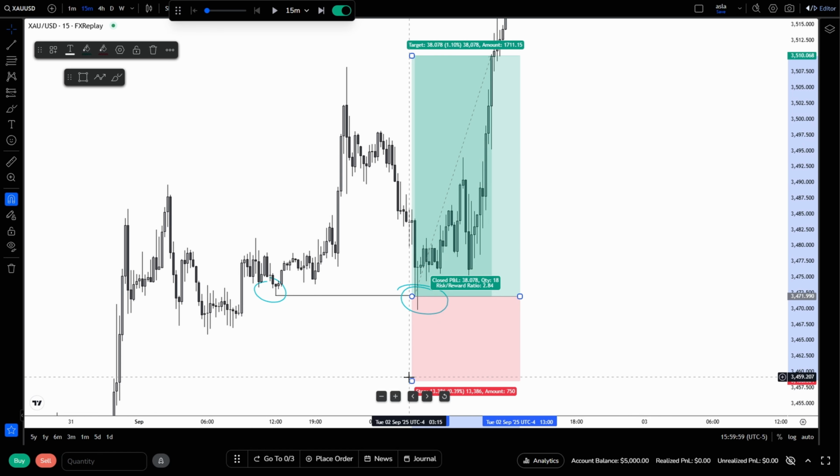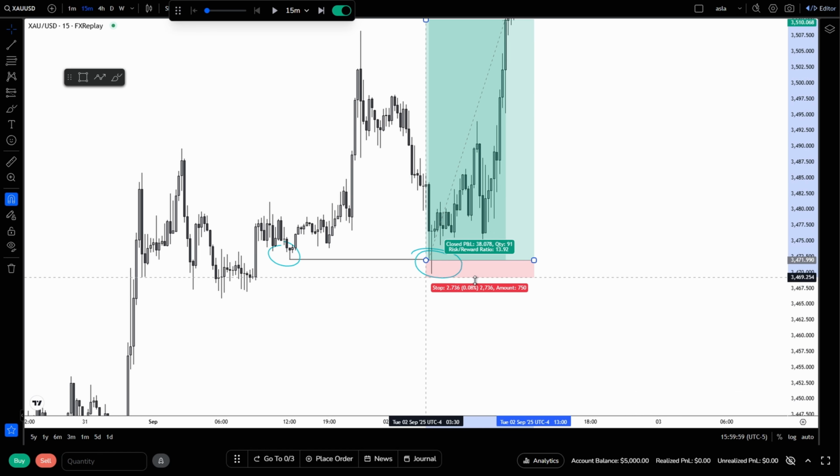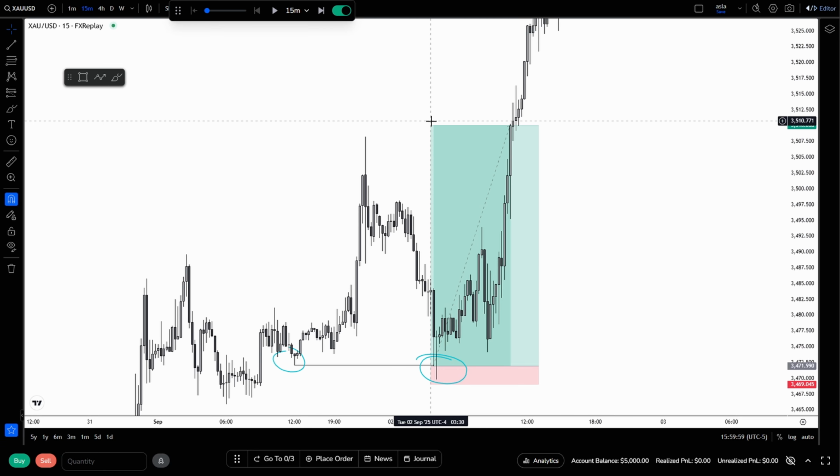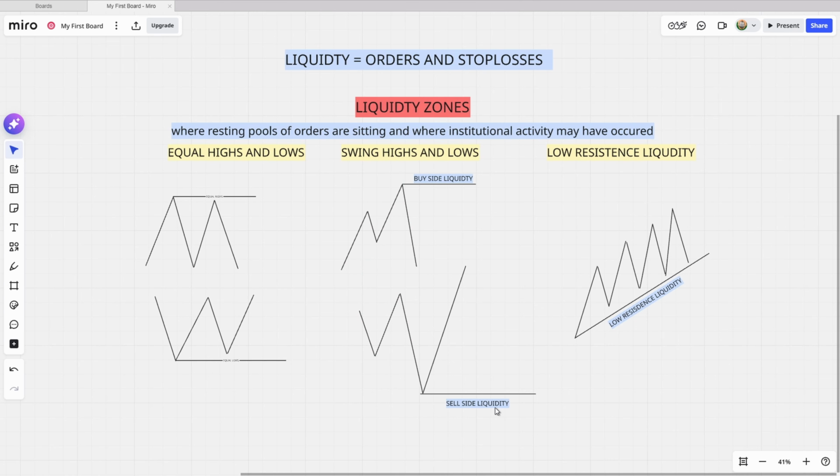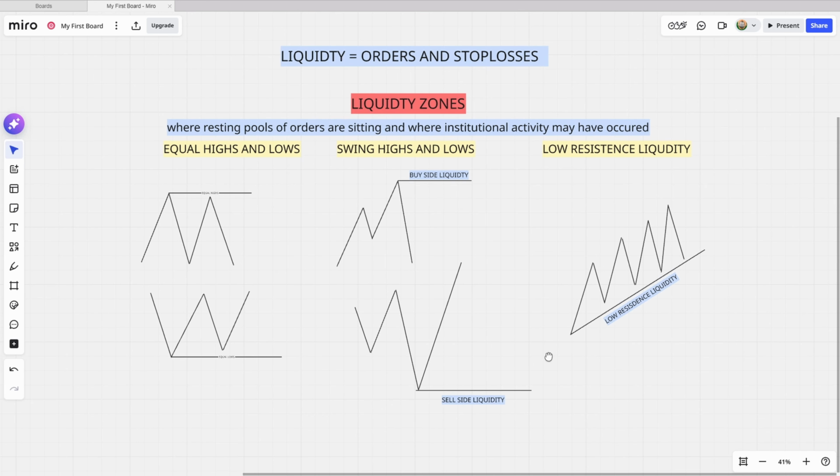If you don't understand where liquidity is resting, you'll often find yourself on the wrong side of the move, right before price takes off. Now, put very simply, liquidity is made up of pending buy orders, pending sell orders, and stop loss orders. So the next question becomes, how do you actually spot liquidity when you're trading? That's where the idea of liquidity zones comes in.